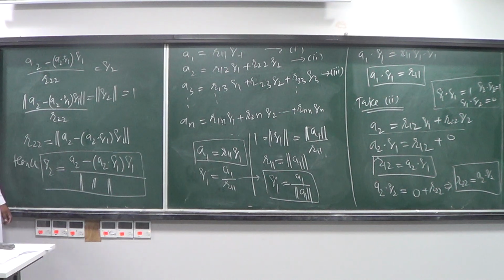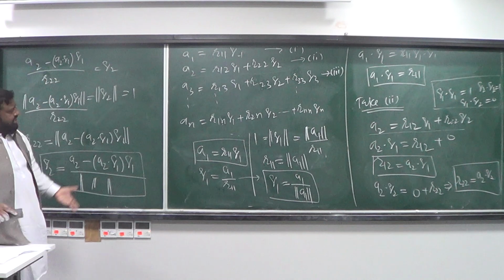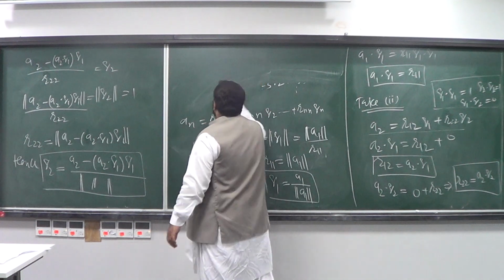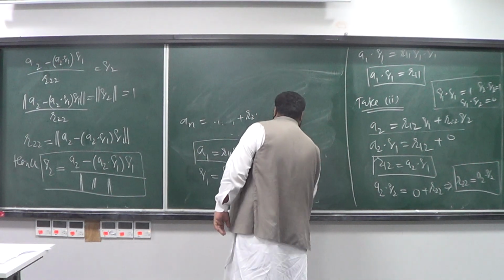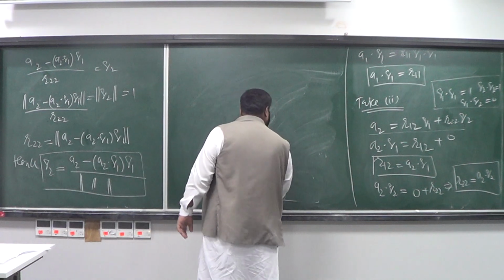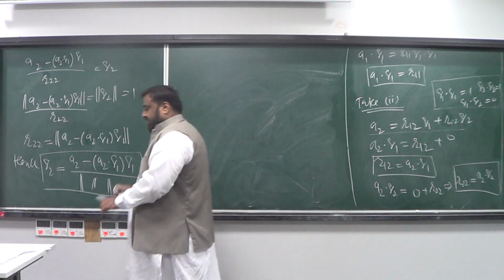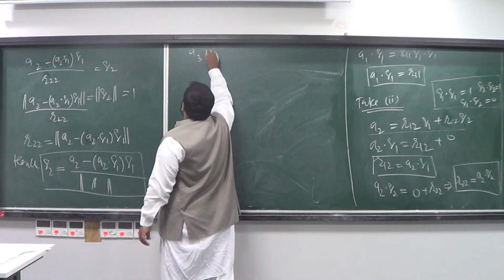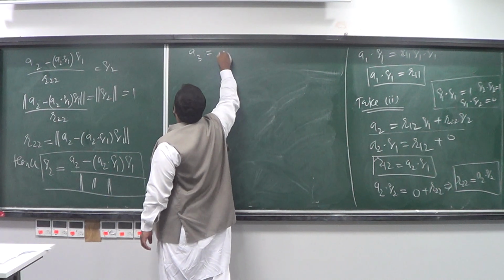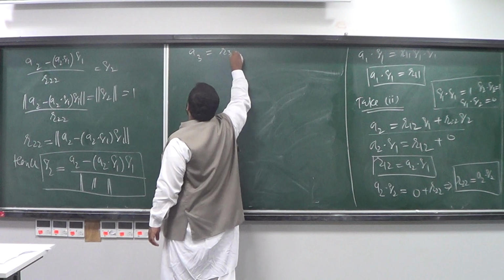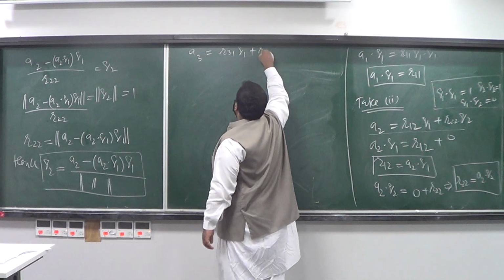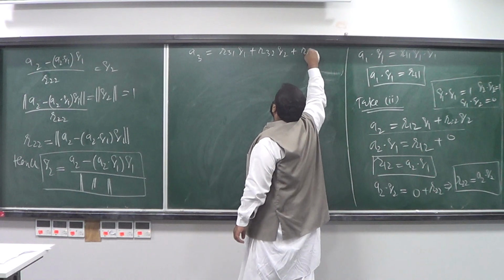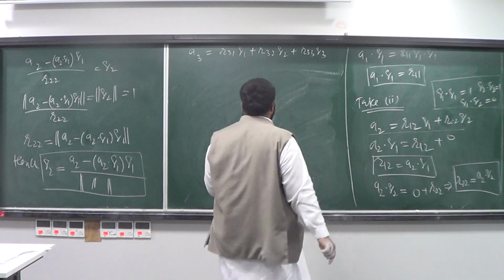You can carry on doing this. For example, I can take the third equation. Probably I'll end it here so that you can make sense of it. So take this equation: A3 is really R31 Q1 plus R32 Q2 plus R33 Q3. This is what it is going to be, I hope.